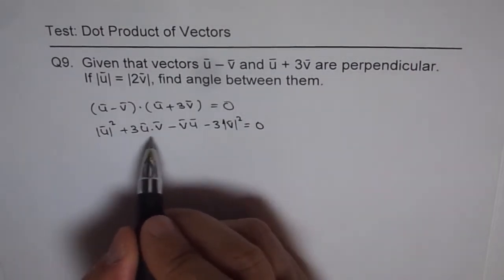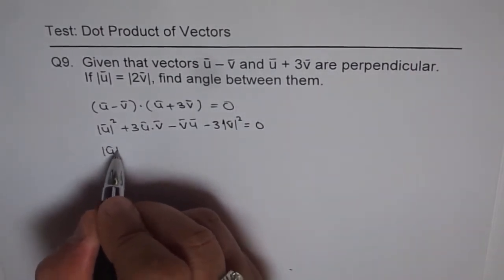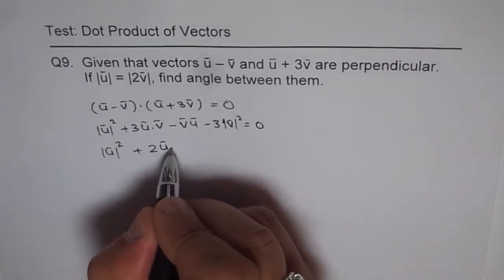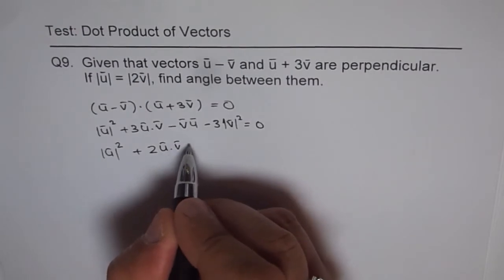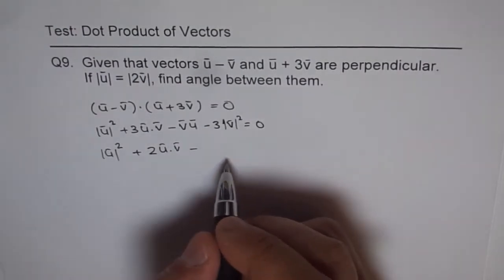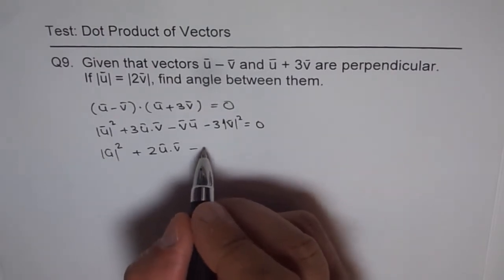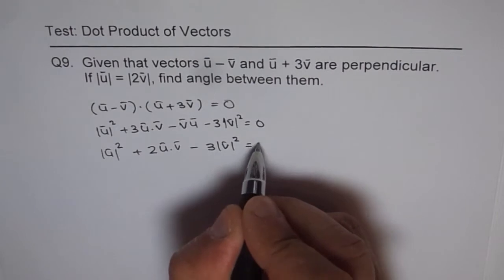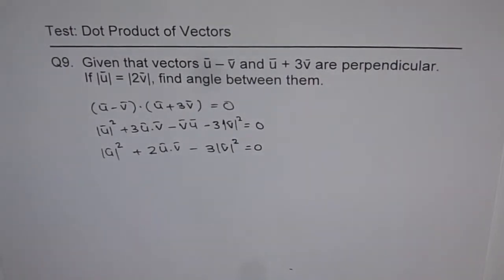Now we can combine these two terms and simplify it further. So we get plus 2 u dot v. That's the commutative property, right? So you may have to write those properties on the side, because that's where the marks come from. That's very important, so you have to do that part, right?